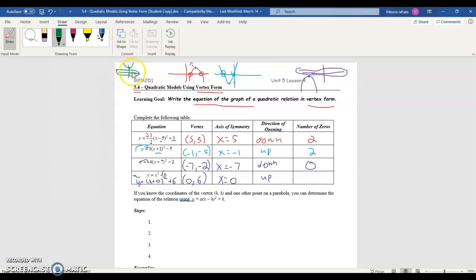It's not going to hit the x-axis. If it opened from the bottom, yeah, we draw it going down like this, and it would hit the x-axis. But here it's going up. It's already above the x-axis, so 0 zeros on the x-axis.